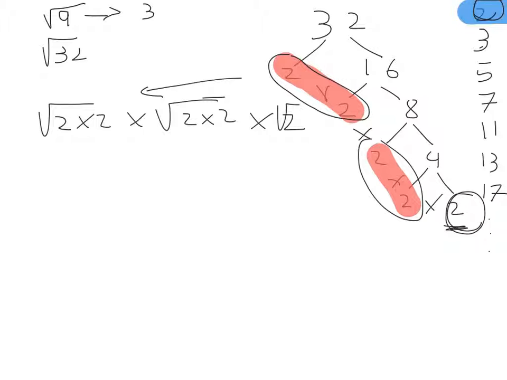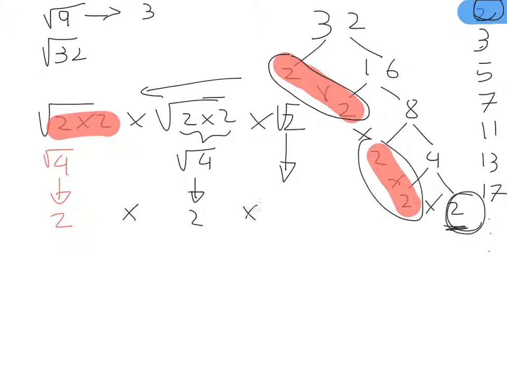Now, we have this square root of 2 times 2, that is the square root of 4, so we know that it is 2. Then we also have this square root of 2 times 2, that is the square root of 4, and that gives us another 2. And obviously we are always multiplying them with each other. And then finally, the square root of 2 remains the square root of 2.